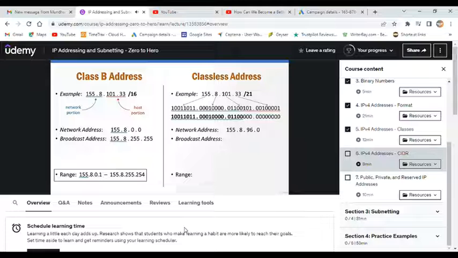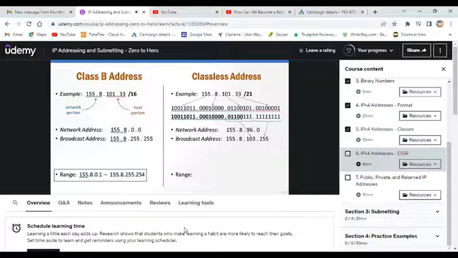Now let's look at the broadcast address. So for the broadcast address, we're going to copy the network portion, and that's going to be 155 and 8 for the first two octets. That doesn't change. But then the third octet changes because we're going to put ones in the entire host portion. And that's going to be 103 when we add all of these up. And the fourth octet is going to be 255 because we have 8 ones in the binary format, which is 255 in the decimal format.